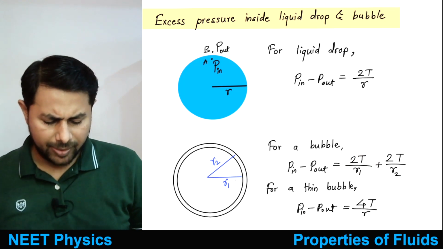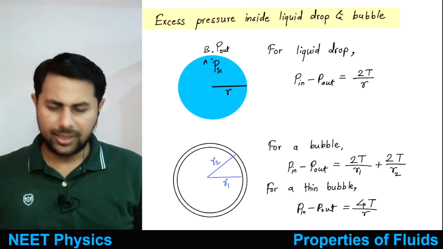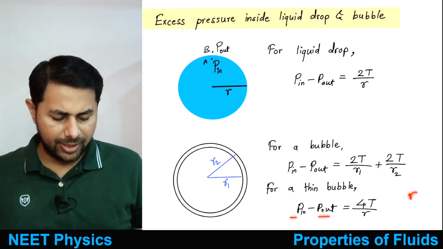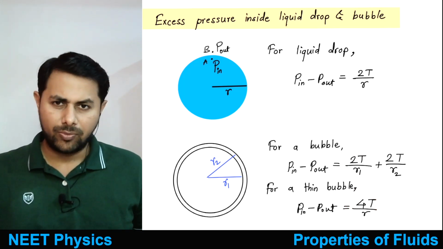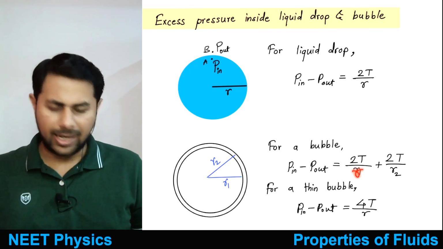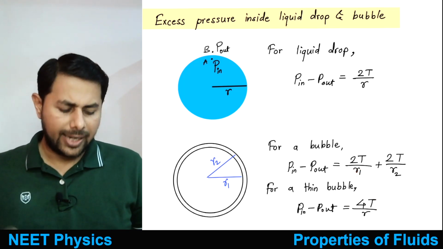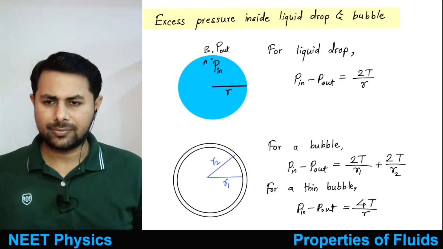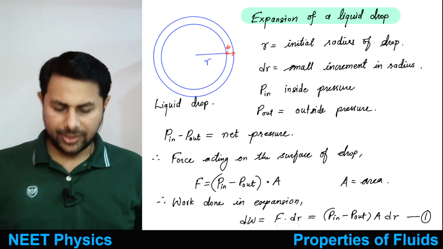And then if the bubble is very thin, that means R1 is nearly equal to R2, then we can just say it is equal to R. So P in minus P out would be equal to 4T divided by R. If we say R1 is equal to R2, then it is 4T divided by R. Is this clear? Yes, no? We can see the derivation quickly.